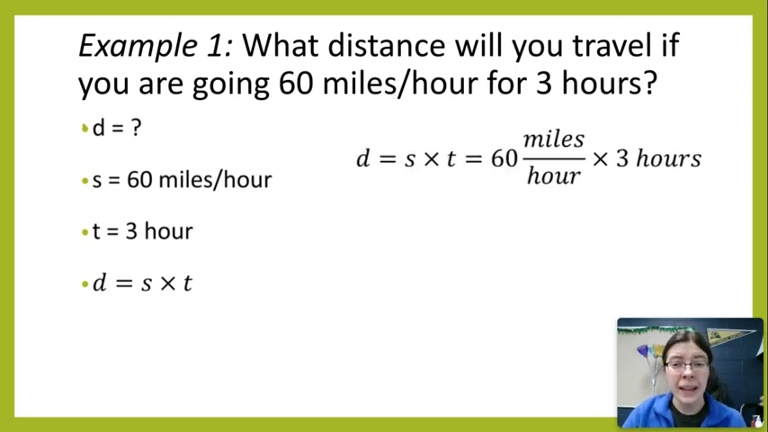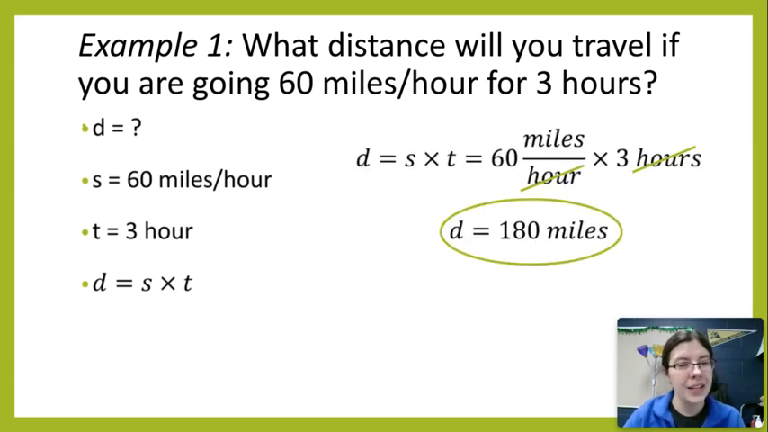So now I'm going to go ahead and plug in my different values. So my speed is 60 miles per hour, and I have 3 hours. So if I go ahead and multiply those two things together, I see that my units of hours cancel out because I have one on top and one on the bottom, which just leaves me with miles, which should make sense as a unit for distance. So 60 times 3 gives me 180 miles for my answer. And then finally, don't forget to circle that answer.